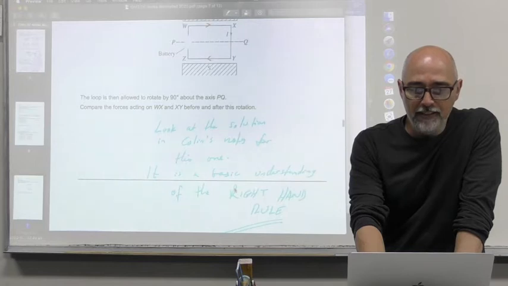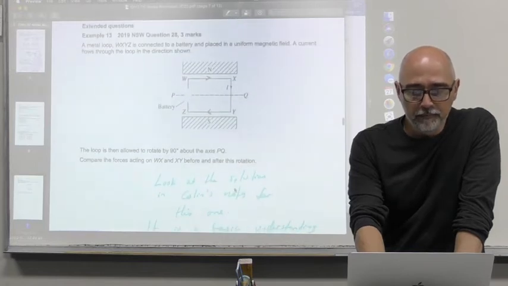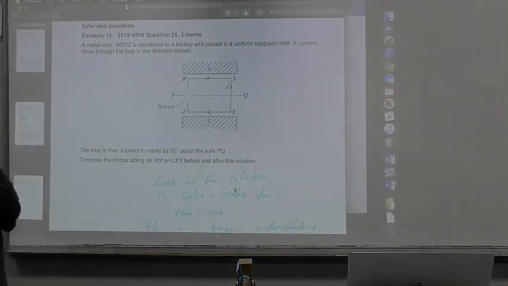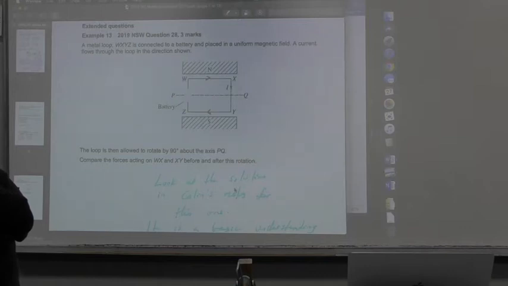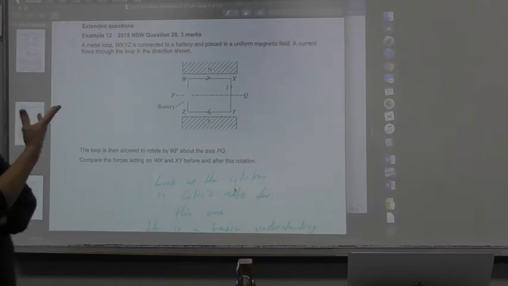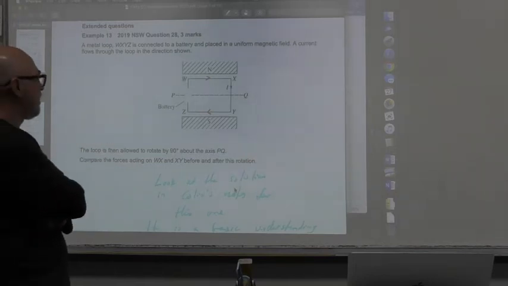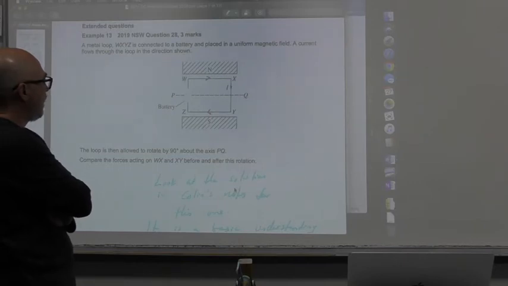Okay, compare the forces acting. Oh, all right. Okay. A metal loop is connected to a battery and placed in a uniform magnetic field. Current flows through the loop in the direction shown. And the loop is then allowed to rotate by 90 degrees about the axis PQ. Compare the forces acting on WX and XY before and after this rotation. All right, so I've written there that Colin's notes, the solutions, are fine. There's nothing hard to understand in this one.